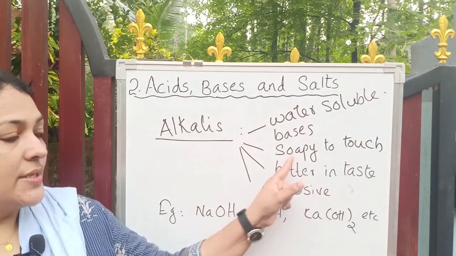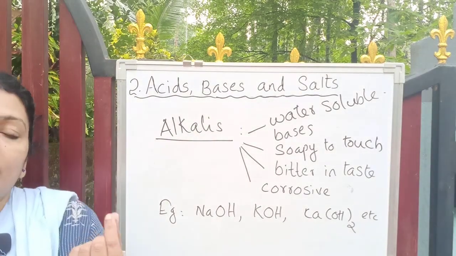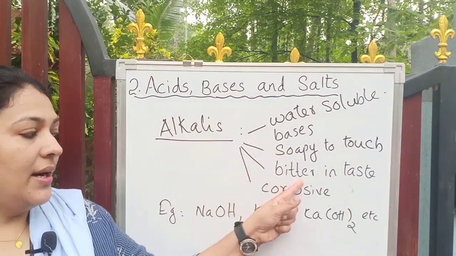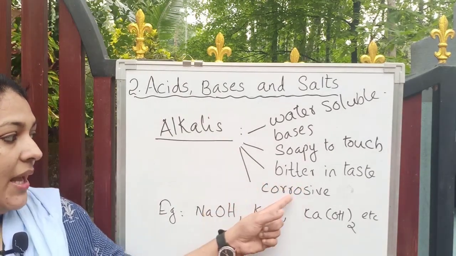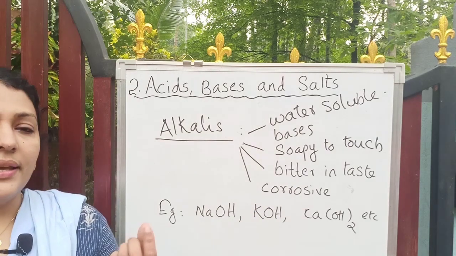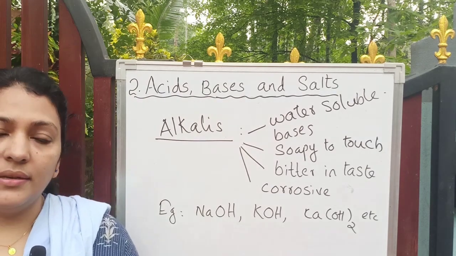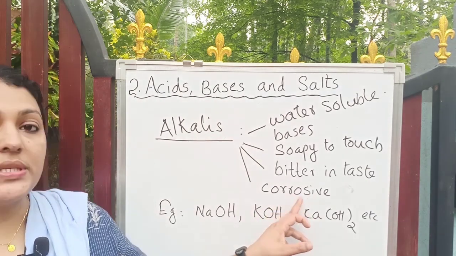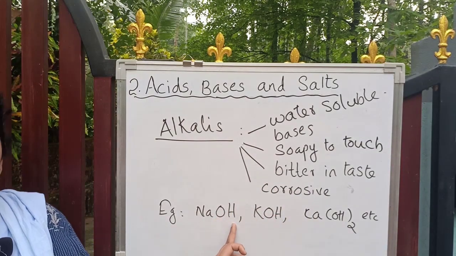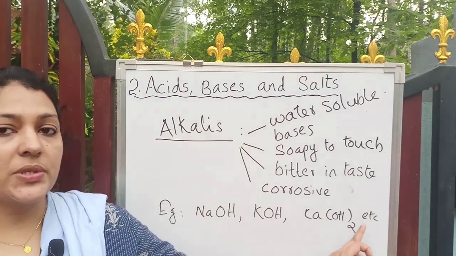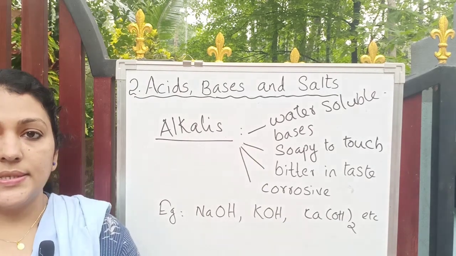The second characteristic is that they are soapy to touch. You know what soapy is, right? Alkalis are soapy to touch, and since they are bases, they are bitter in taste. We already discussed bitter in taste. And they are corrosive in nature. Corrosive means they can harm your skin. They are very strong, so they are corrosive in nature. Some examples are sodium hydroxide, potassium hydroxide, calcium hydroxide, etc. They are water soluble bases, therefore they are called alkalis.